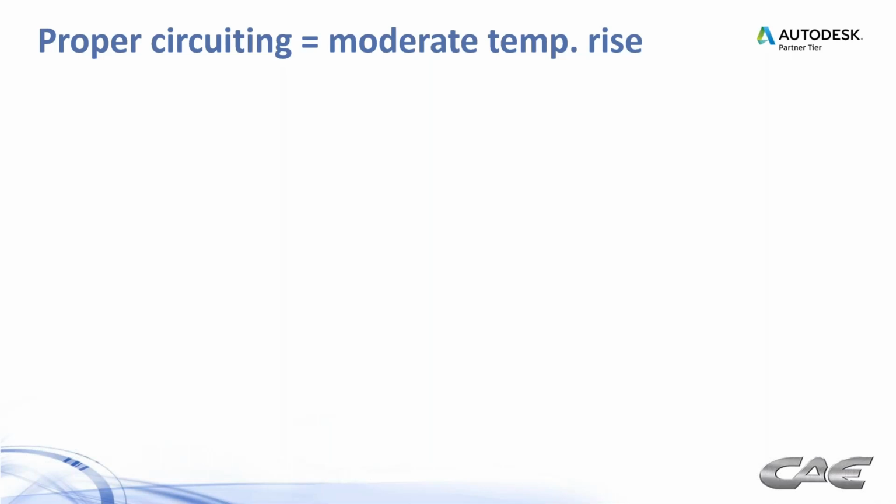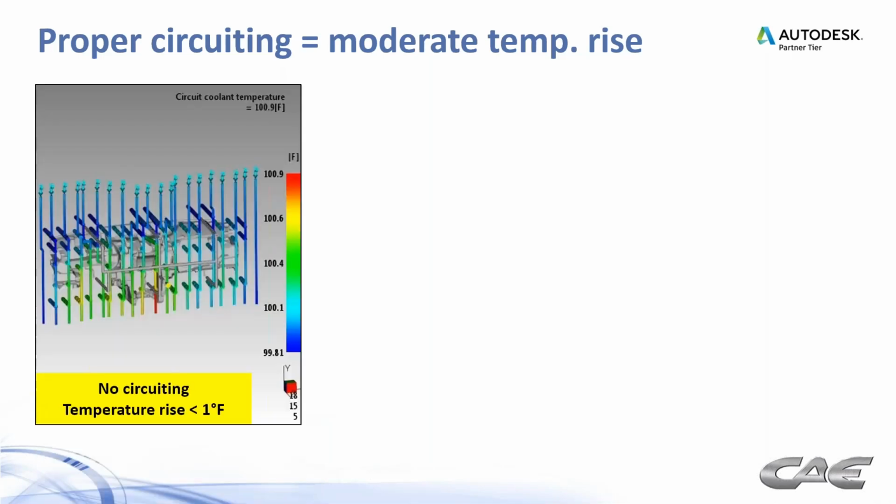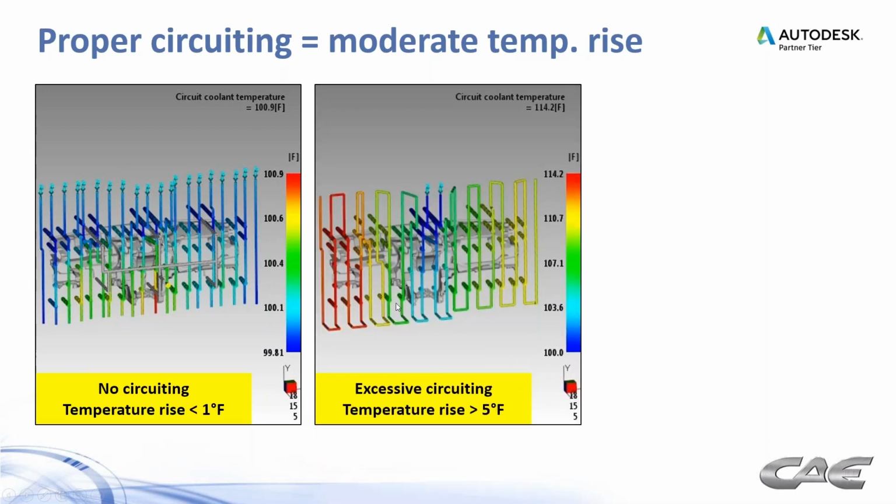So what does proper circuiting mean? It means a moderate temperature rise. If we were to just take every single cooling channel and have an inlet and an outlet for that channel without circuiting it together with any of the others, we'd get less than a 1 degree temperature rise. We all pat ourselves on the back, and that's great, but it's not practical, and you'll see why in a minute.